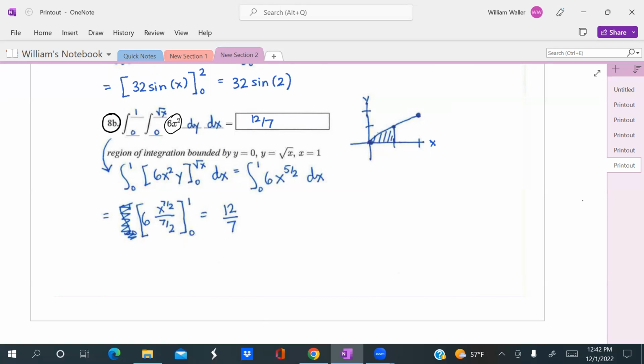All right, so in 8b, the region that's described there is bounded by y equals 0. So that's the x-axis. That's pretty easy, right? And then also, apparently, on the right-hand side, this vertical line, x equals 1. So here's x equals 1, and we're bounded on the right by that. But then also the curve y equals square root of x.